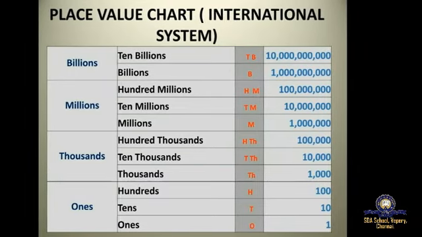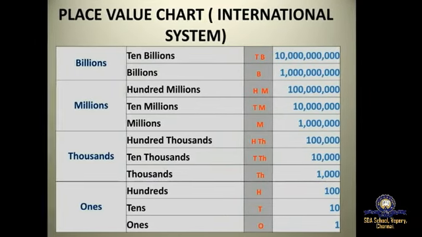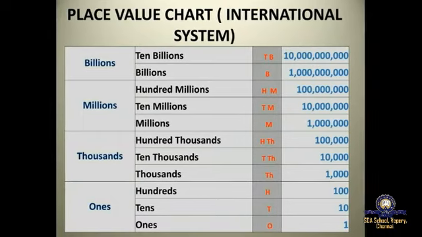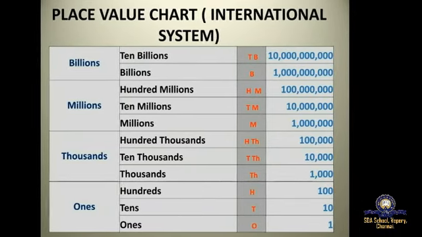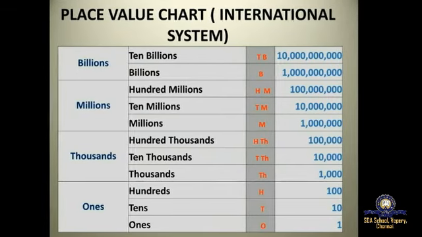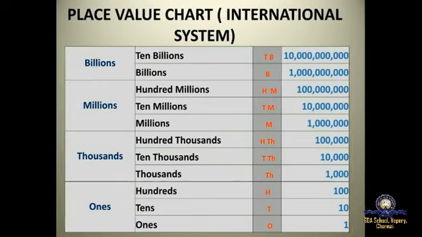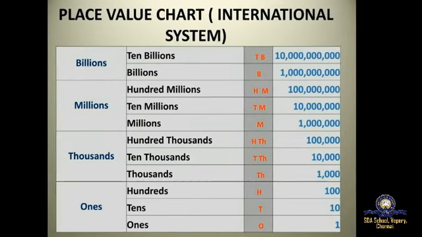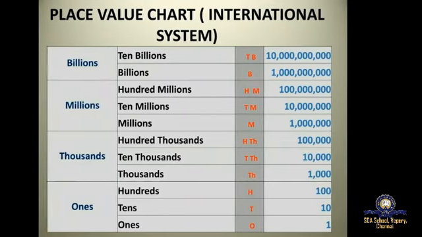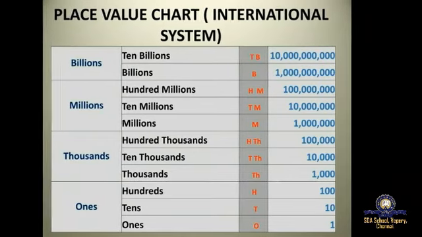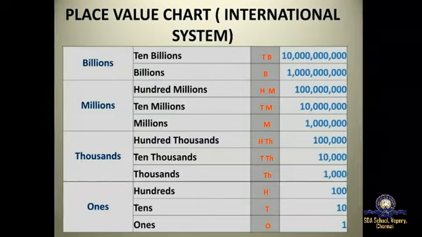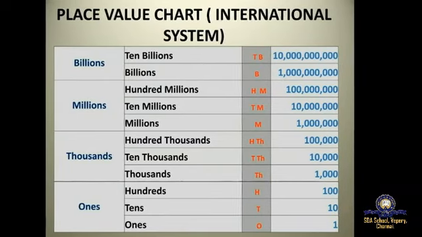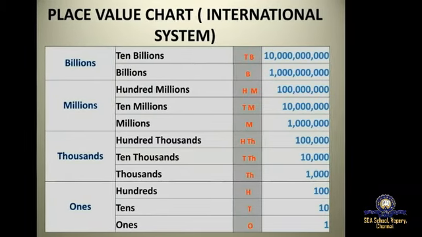Ones is represented as O, tens is represented as T, 100 is represented as H. Followed by thousands by TH, 10,000s by TTH, 100,000s by HTH. Next, millions. Millions is represented as capital M, followed by 10 millions as TM, 100 millions as HM. And next is the billions. Billions is represented as capital B, followed by 10 billions represented as TB.